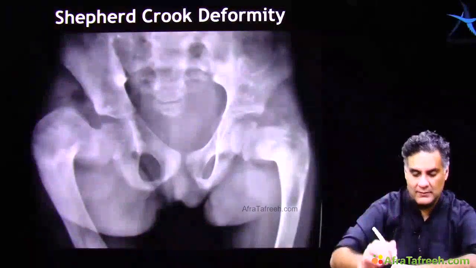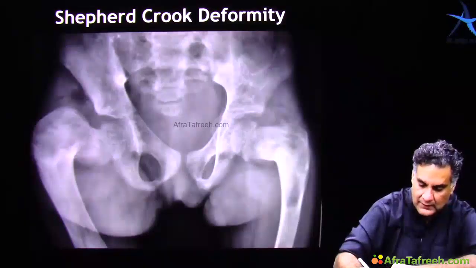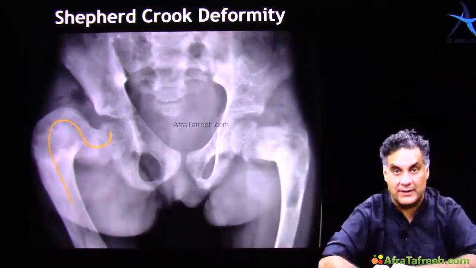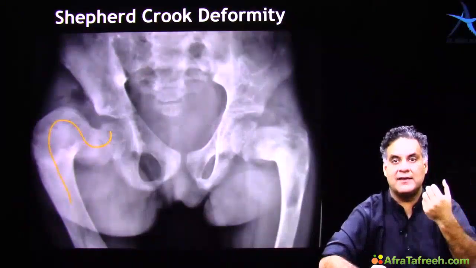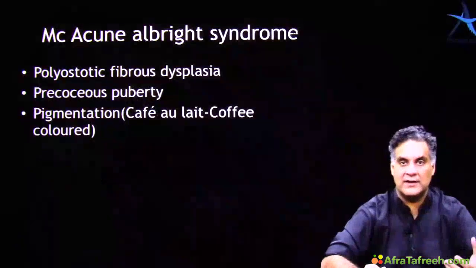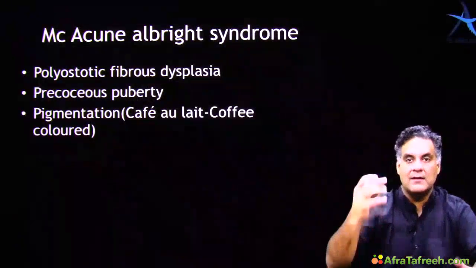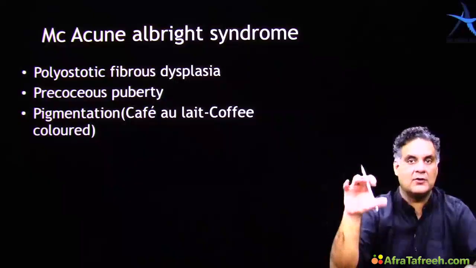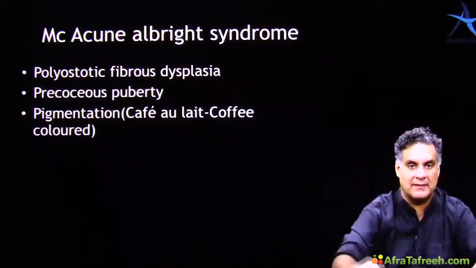And coming to upper end femur, in the upper end femur, you can see the change of the shape like a shepherd's crook, called a Shepherd's crook deformity, which is seen in fibrous replacement of the bone called fibrous dysplasia. And there's a syndrome with it called McCune-Albright syndrome, which has polyostotic fibrous dysplasia, precocious puberty, and coffee colored spots, called pigmentation.